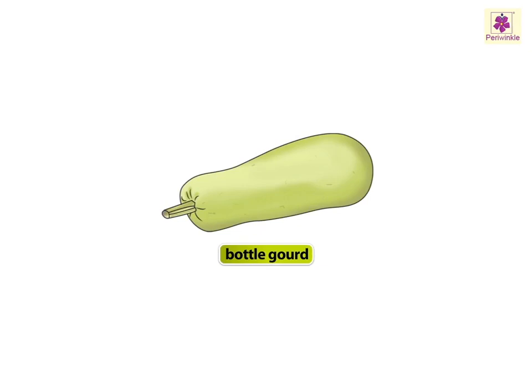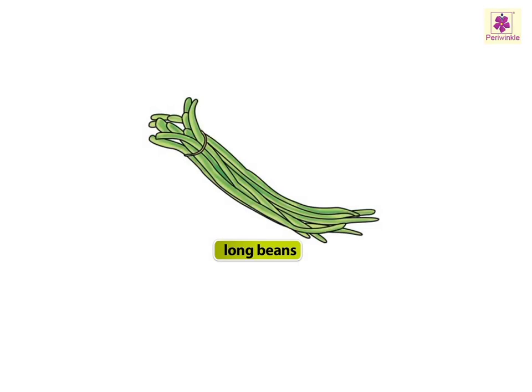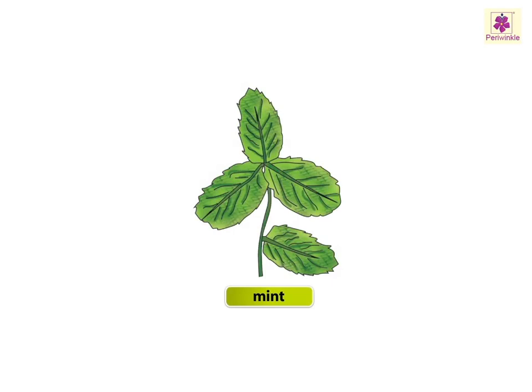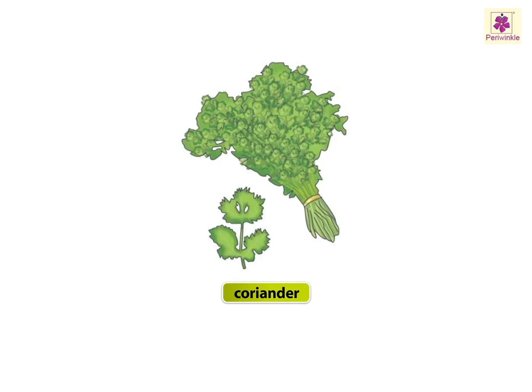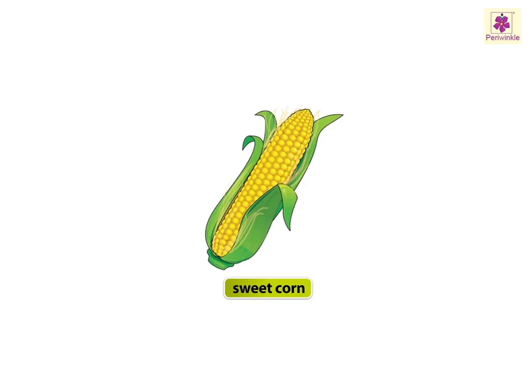Bottle gourd. Pumpkin. Broccoli. Turnip. Long beans. Bitter gourd. Beetroot. Chilies. Mint. Ginger. Coriander. Garlic. Sweet potatoes. Sweet corn. Cucumber.